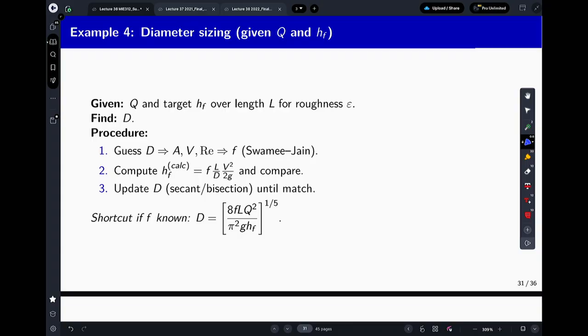And now in this particular case, this is the diameter expression. There's no minor losses in this particular case. The result will match with Swamee-Jain, and that's the Swamee-Jain relationship for that particular case.